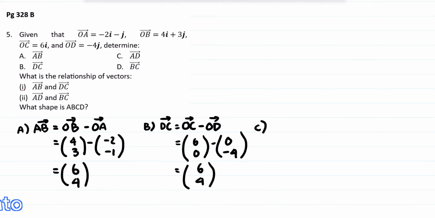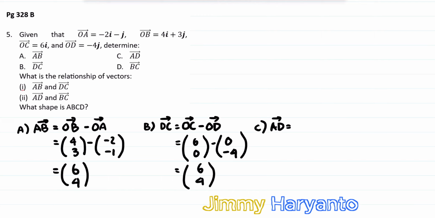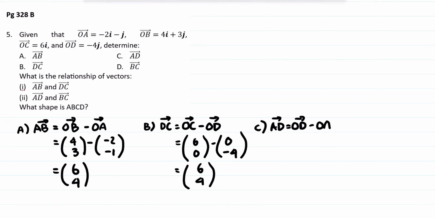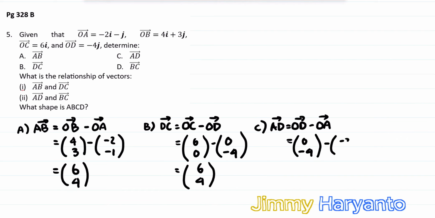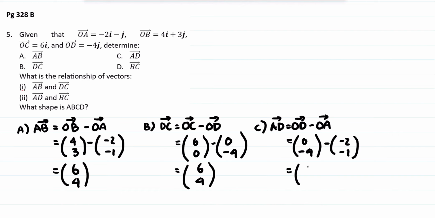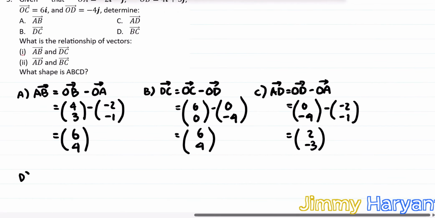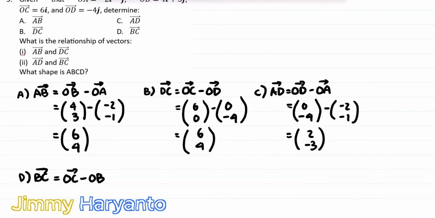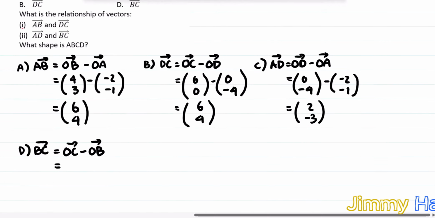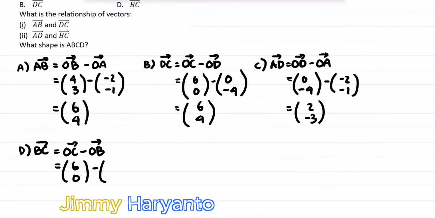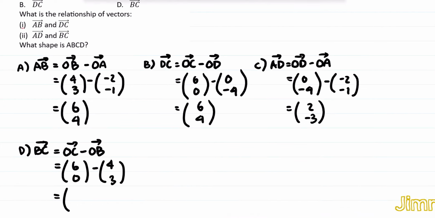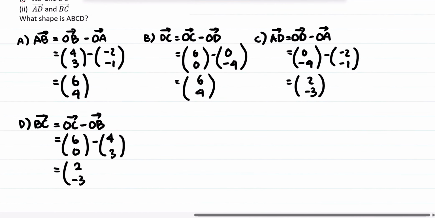How about C? C, AD. AD means OD minus OA. The OD is (0, negative 4). The OA is (negative 2, negative 1). So you will have (2, negative 3) as the result. Next, D, we have to find BC. BC means OC minus OB. OC is (6, 0) and OB is (4, 3). That means this one is (2, negative 3).